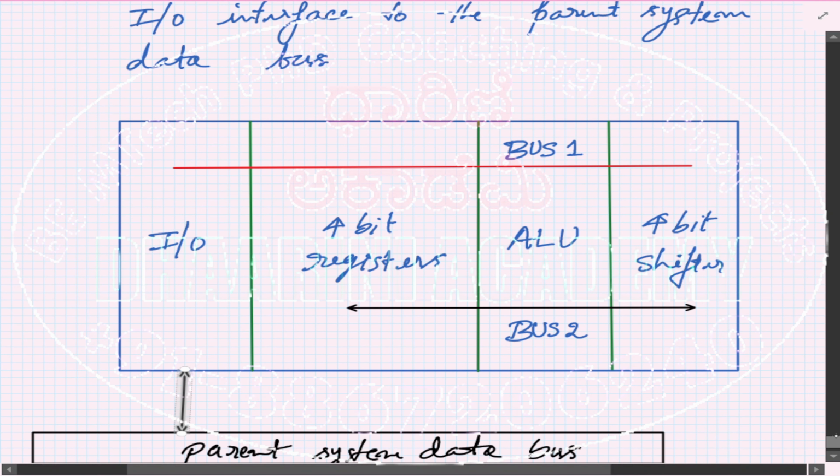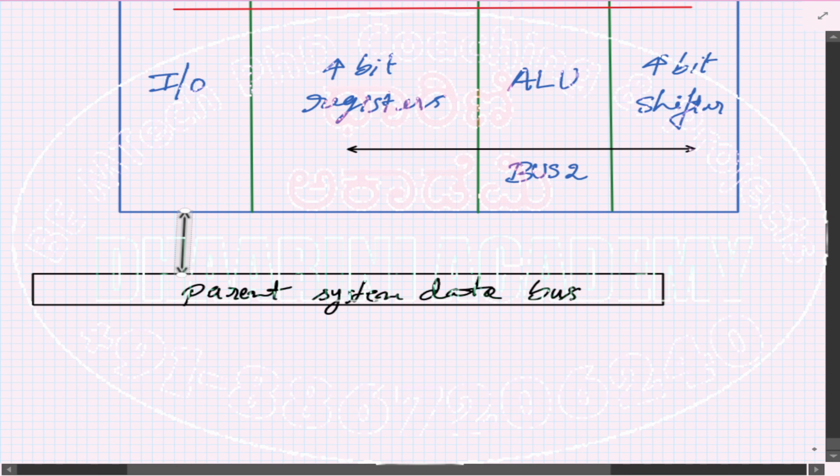Okay, so using this you are connecting your whole system to the main data bus, which is the data bus of the parent system. Okay, so this is a very basic floor plan.